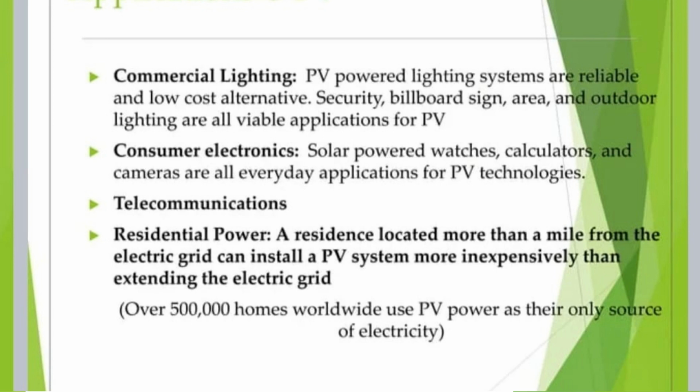Then we have telecommunication, and we have residential power. A residence located more than a mile from the electric grid can install a PV system more inexpensively than extending the electric grid. Over 5 lakh homes worldwide use PV power as their only source of electricity.